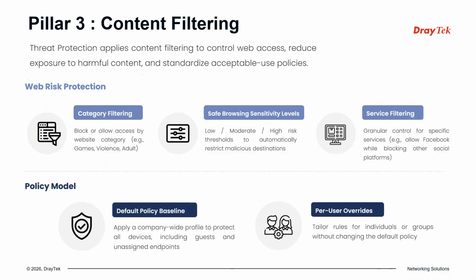This is the sort of content filtering that you would have come across before. You're able to filter based on categories that you want to block access to, and have standard policies of which users can access what sort of content. So it provides category filtering, but also there are safe browsing sensitivity levels. You can set low, moderate, or high risk thresholds that will automatically block sites that are known to be of poor reputation. And there's also service filtering on top of that to allow you to block different types of categories. For example, you could allow Facebook while blocking social media.